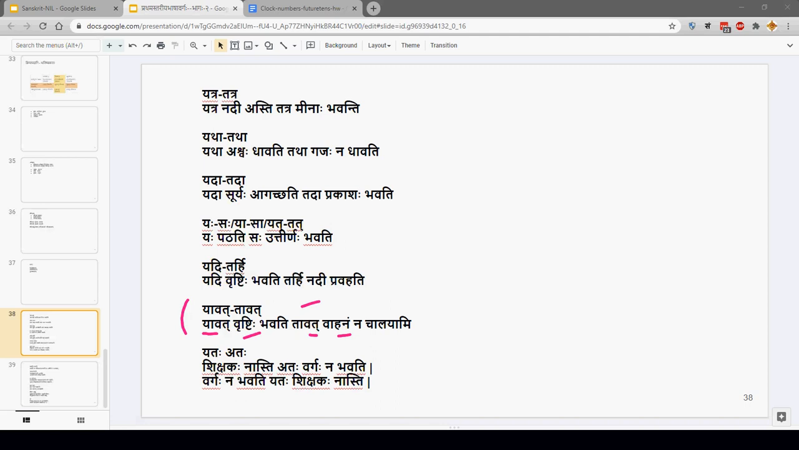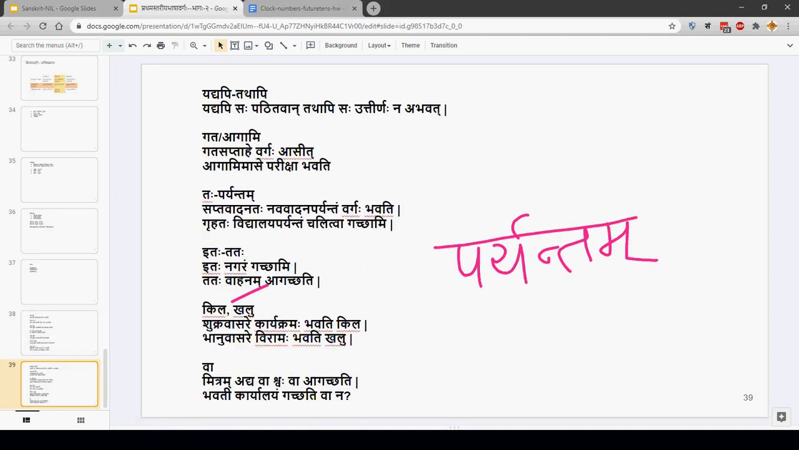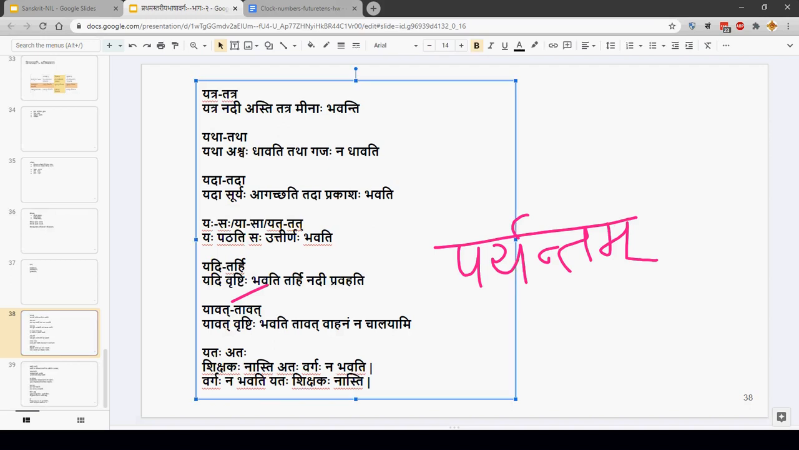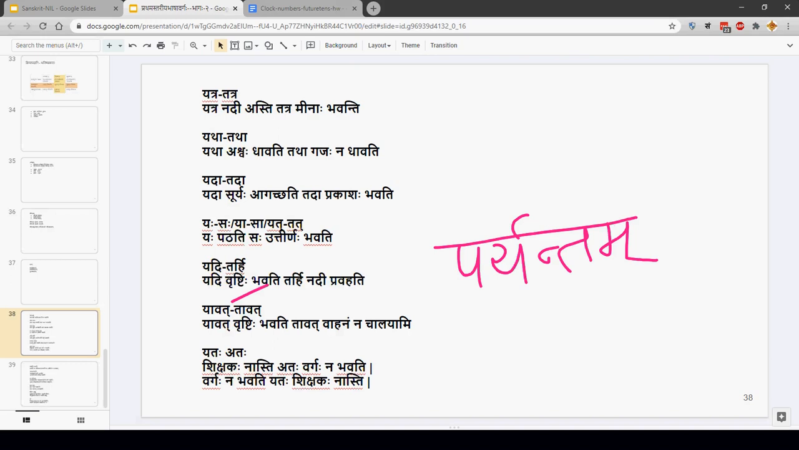So when yavat tavat are used in this sense, you can think that there is a paryantam at the end. Okay? That will make it simple to understand. In the next slide we have seen this taha paryantam. Paryantam means until then. Saptavadanatah navavadana paryantam means until 9 o'clock. The same one here you can assume with yavat tavat having paryantam at the end of both. Yavat paryantam vrishtihi bhavati, tavat paryantam vahanam na chalayami. Means as long as rain happens, until then I don't drive the vehicle. So that paryantam is optional here.